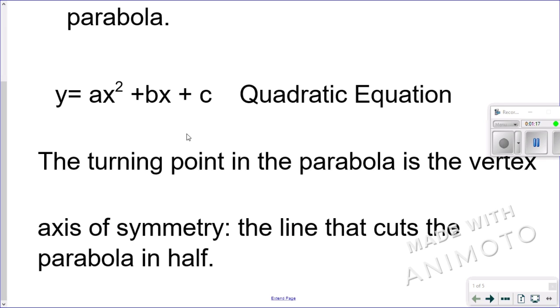So we call the parabola U-shaped. We call it a U because it's symmetrical about the vertex, or in this case, the axis of symmetry, which we'll look at all those as well.